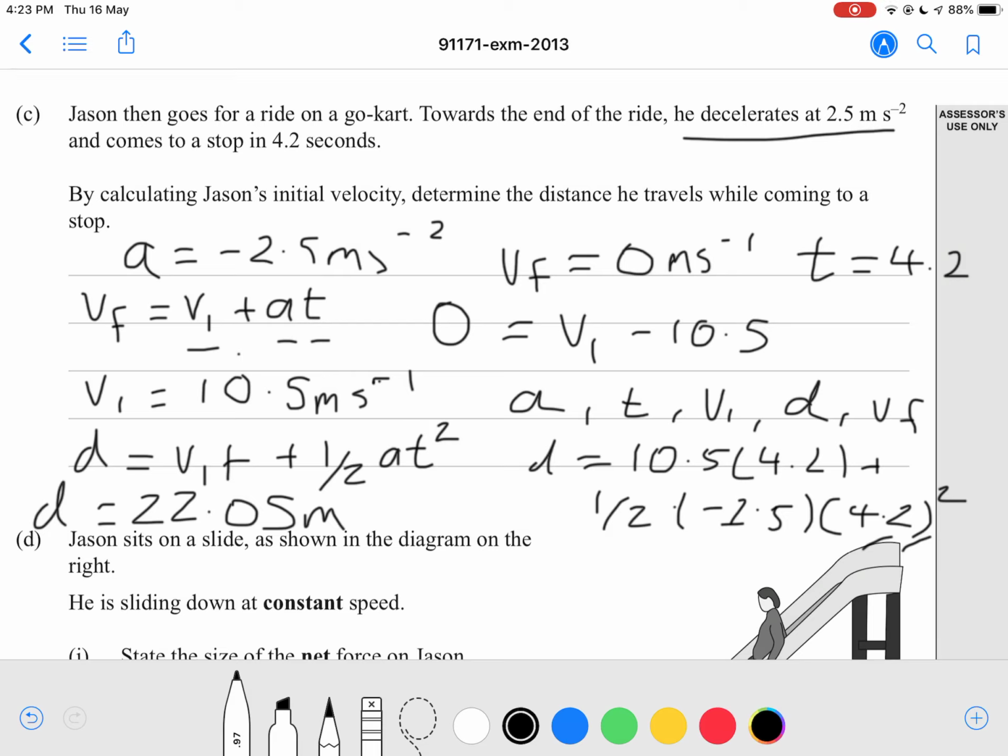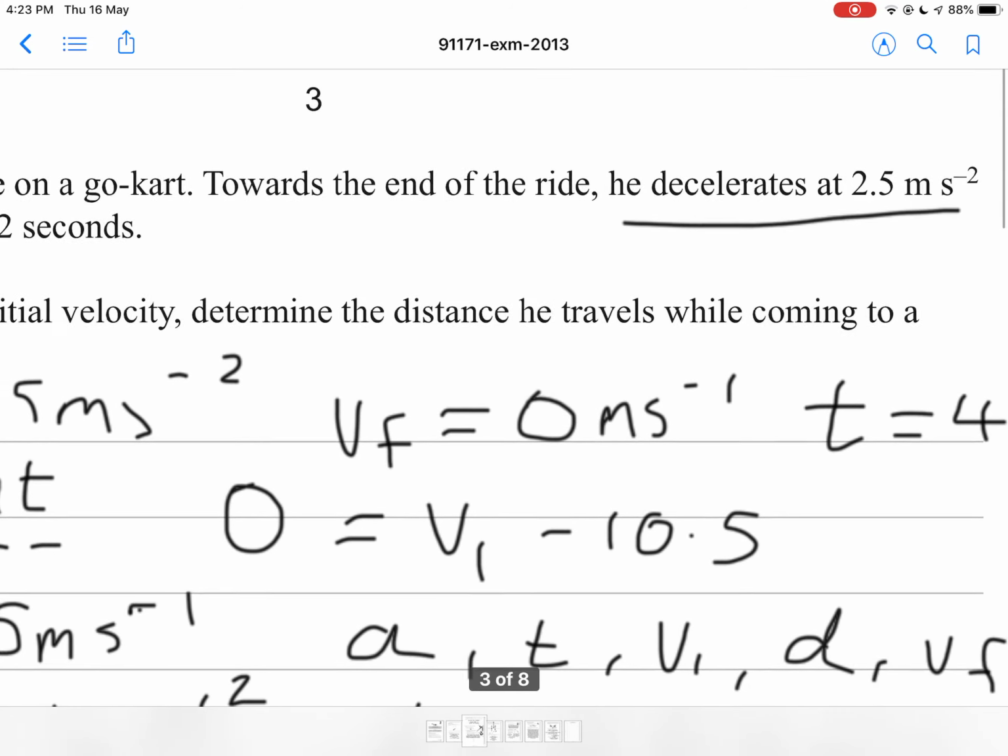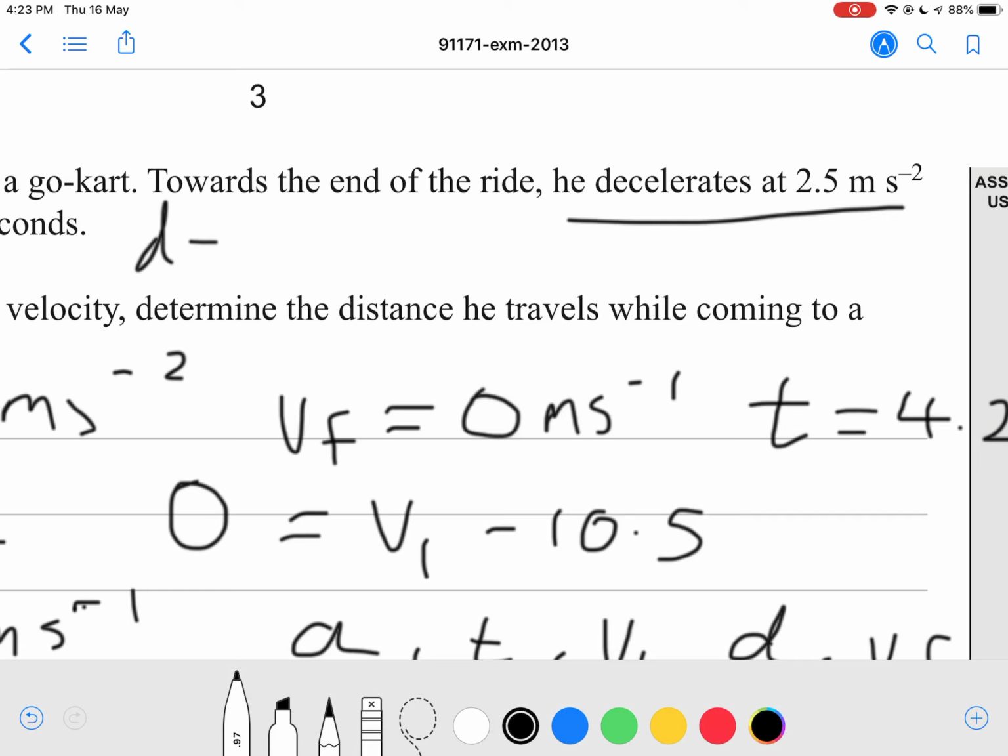For this question, you could have used D equals VIT plus half AT squared, or you could have used D equals VI plus VF divided by 2 multiplied by T. I'll just write the equation here. So you could have also used D equals VI plus VF divided by 2 times T. That will give you the exact same answer.